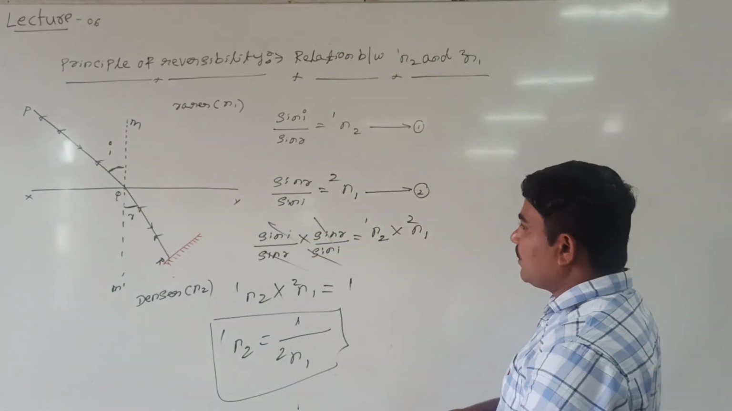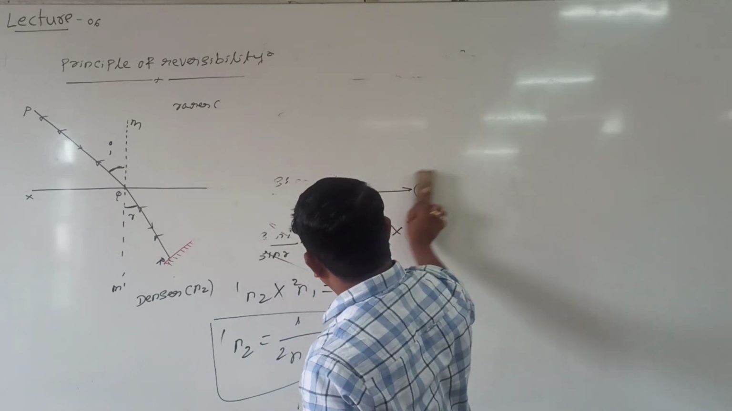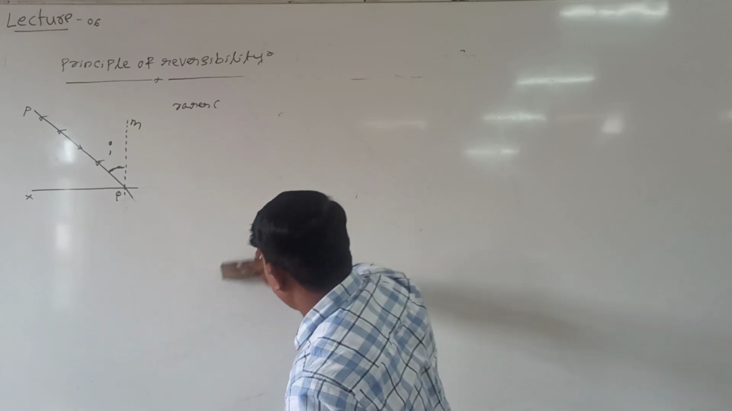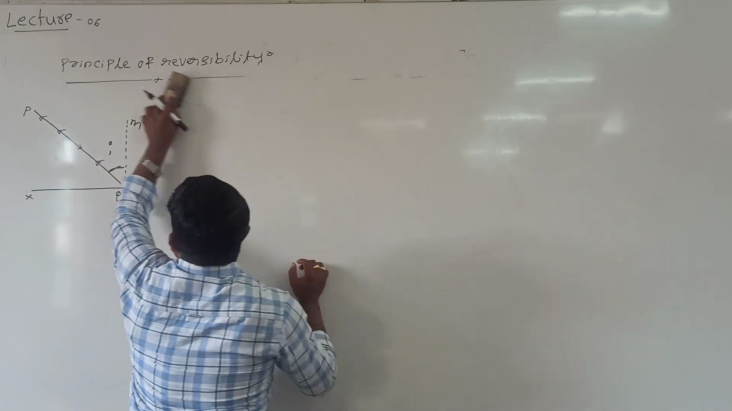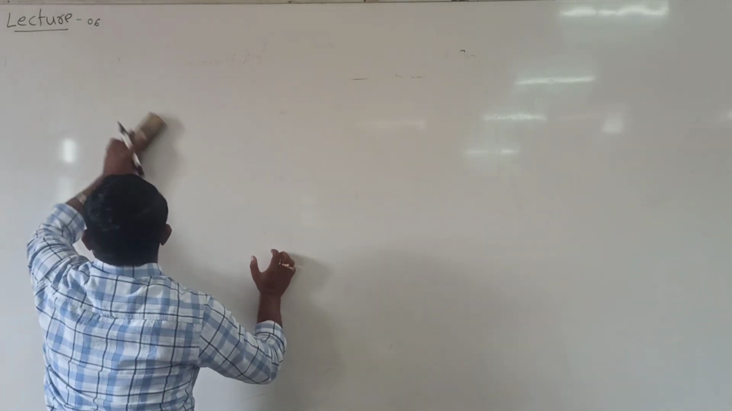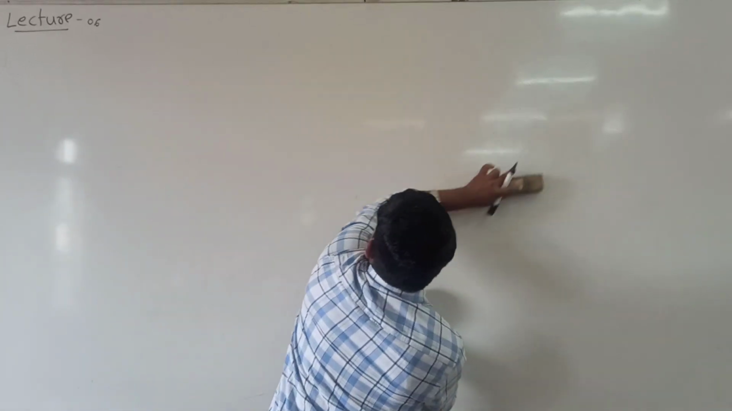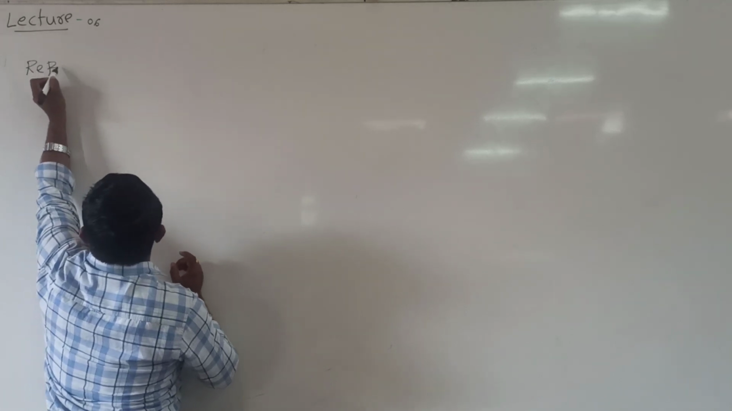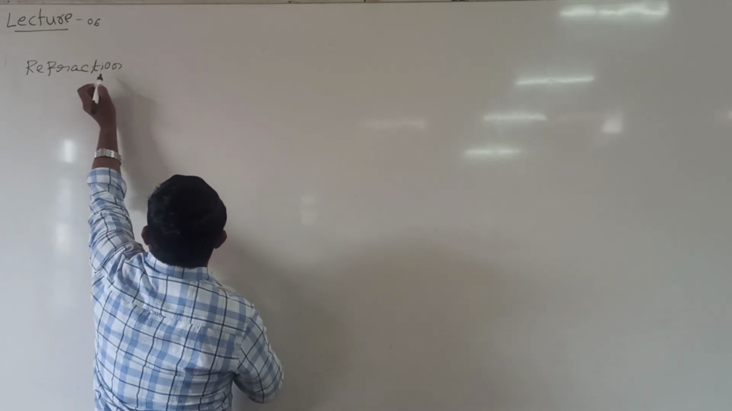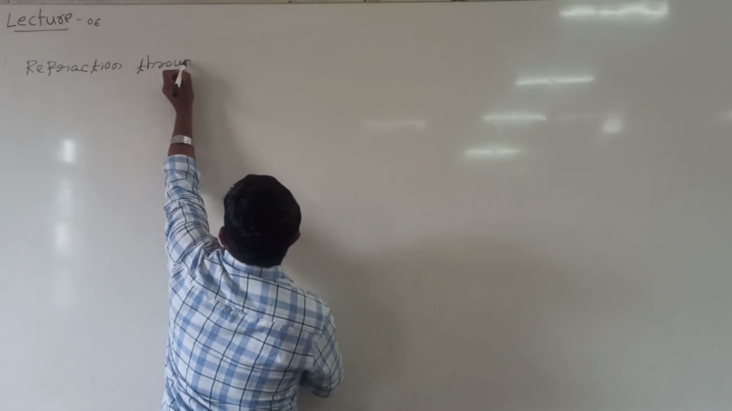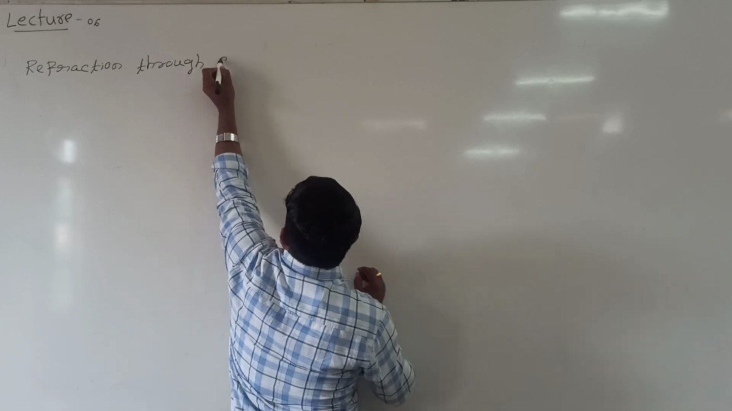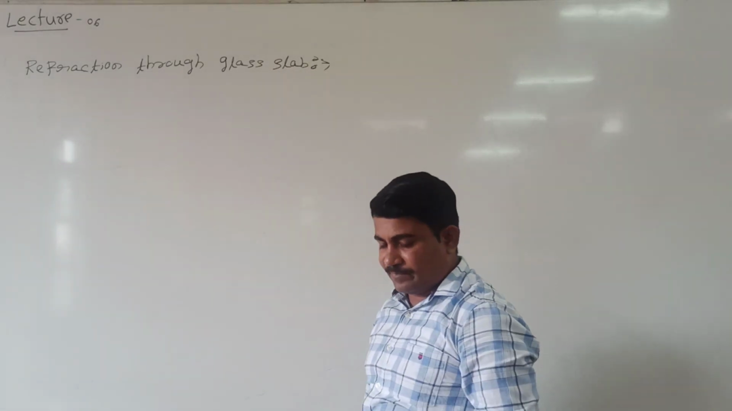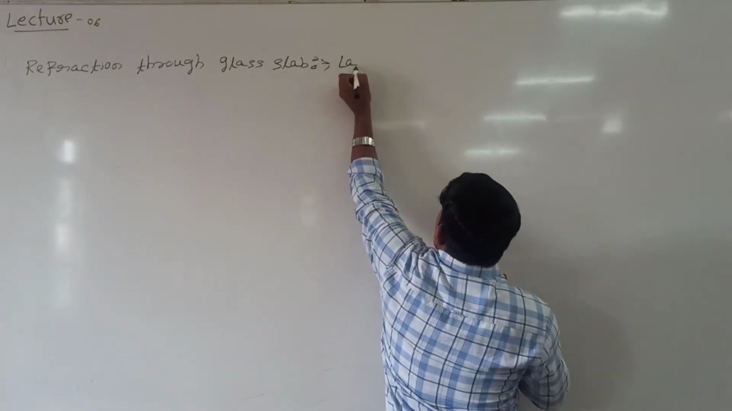Now after this, let us take one more concept, refraction through a glass slab. That concept we will see. See here. Let us take refraction through a glass slab. Concept of lateral shift. Lateral shift, that we will see. What is meant by lateral shift?